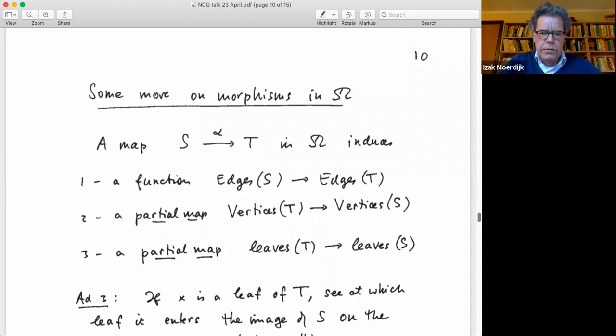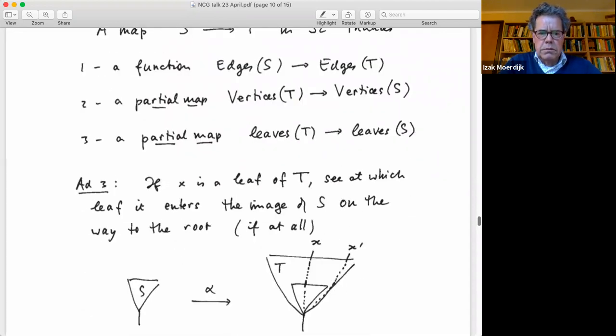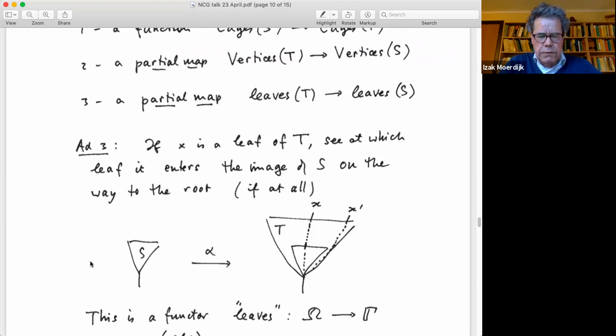Maybe before we look at the pictures, for the leaves, if you have a map from S to T, you could think of S as some sort of subtree of T. Then if you have a leaf of T, you look at the path from that leaf to the root. That path could enter S, and if it does, it has to enter S in a leaf. And that's the value of this map here. And if it bypasses the image of the tree S, then the map is undefined.